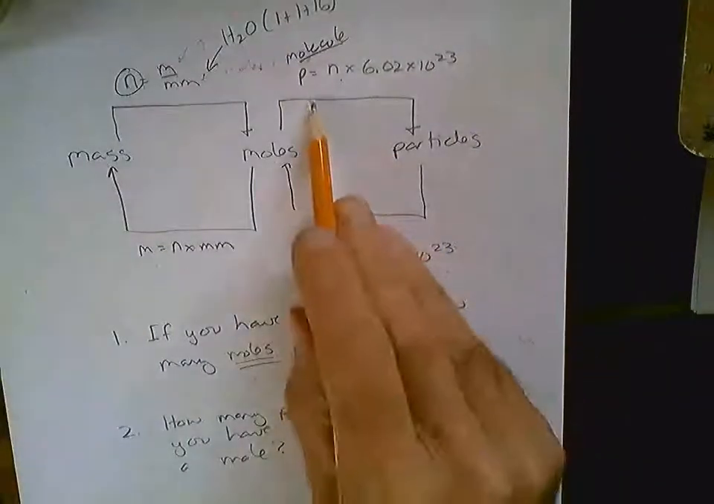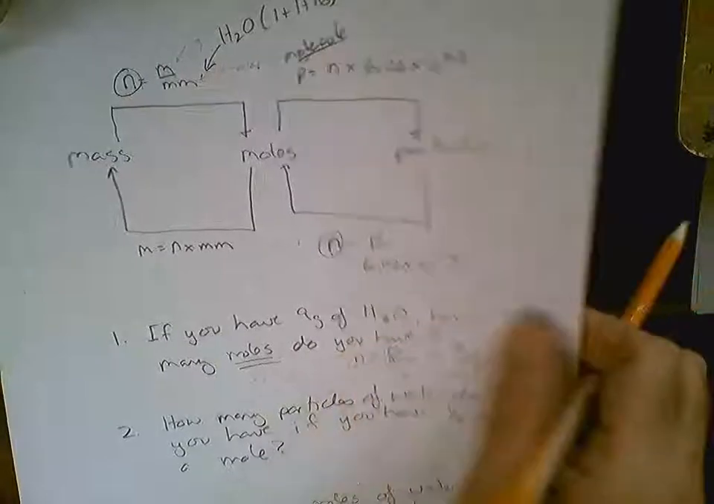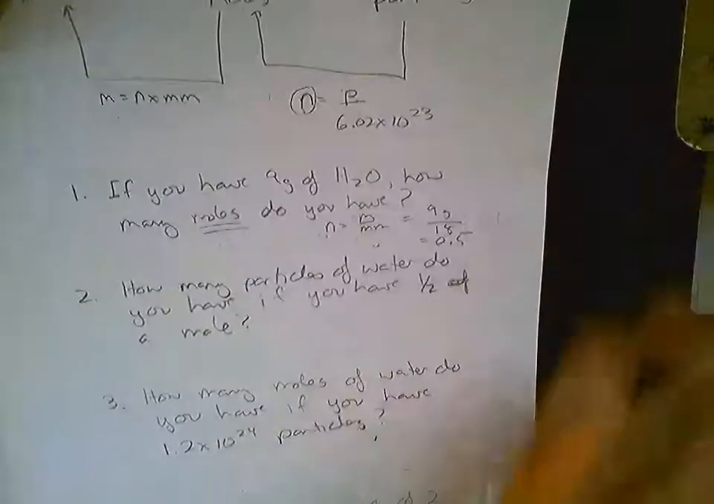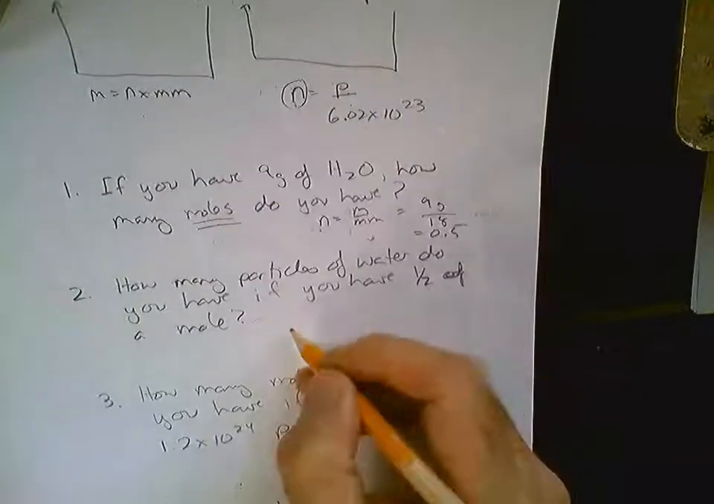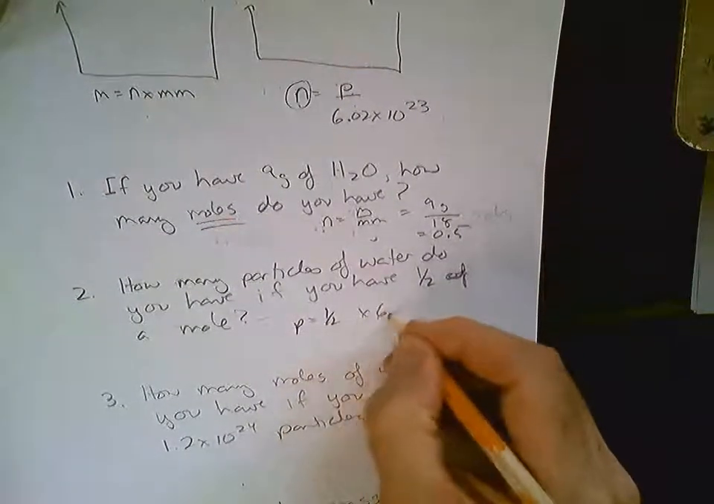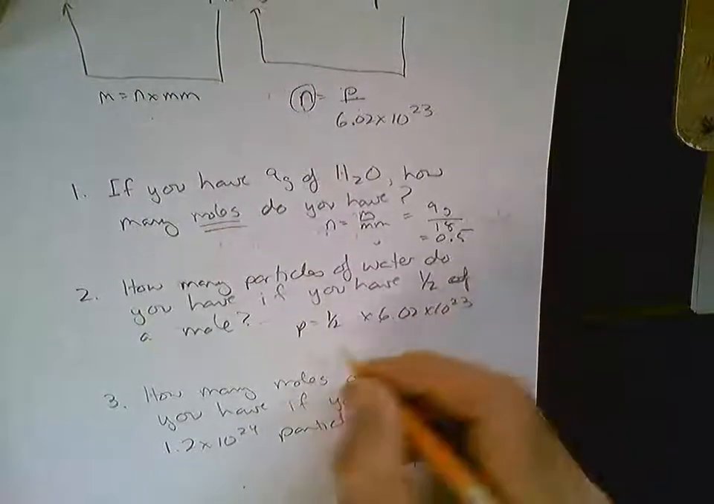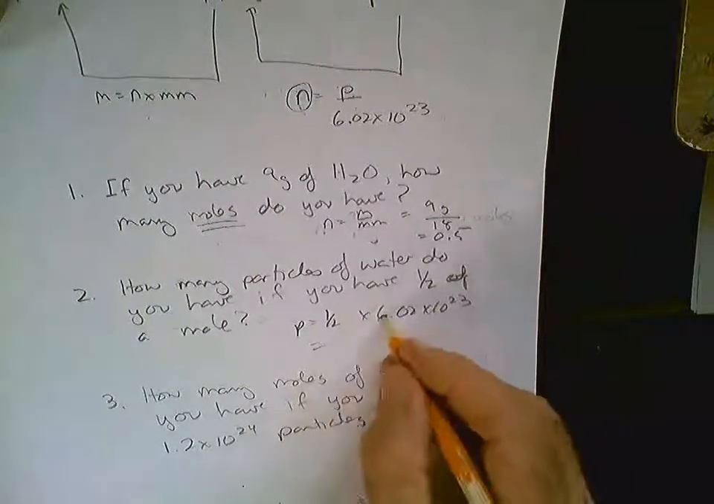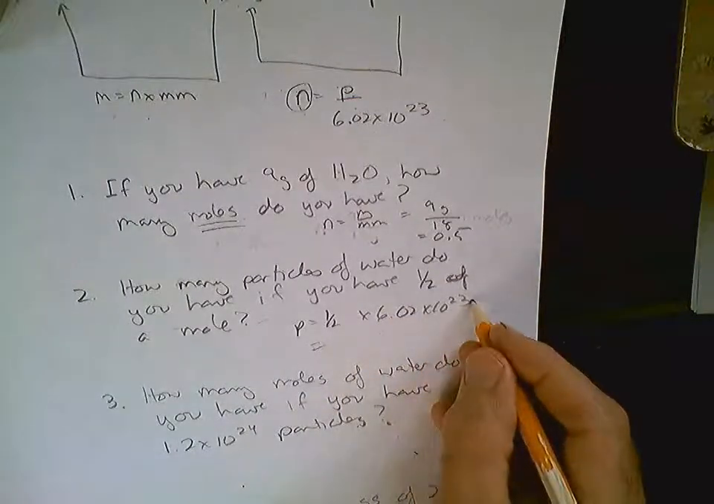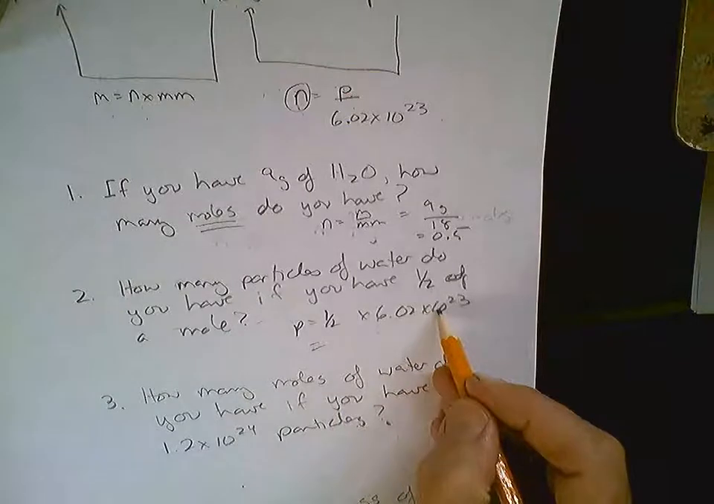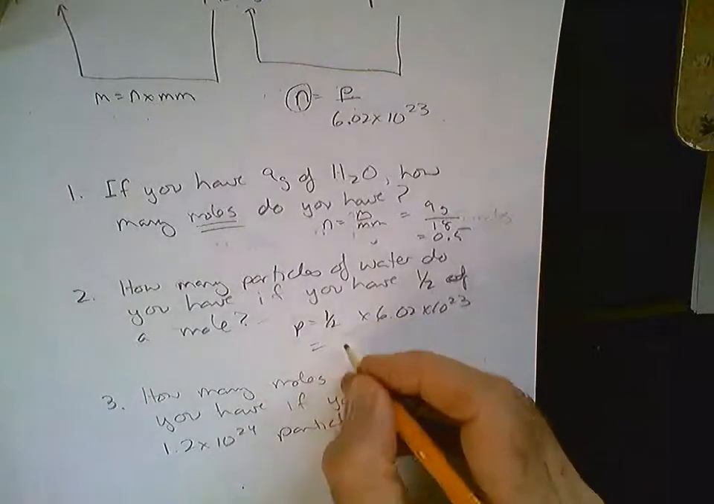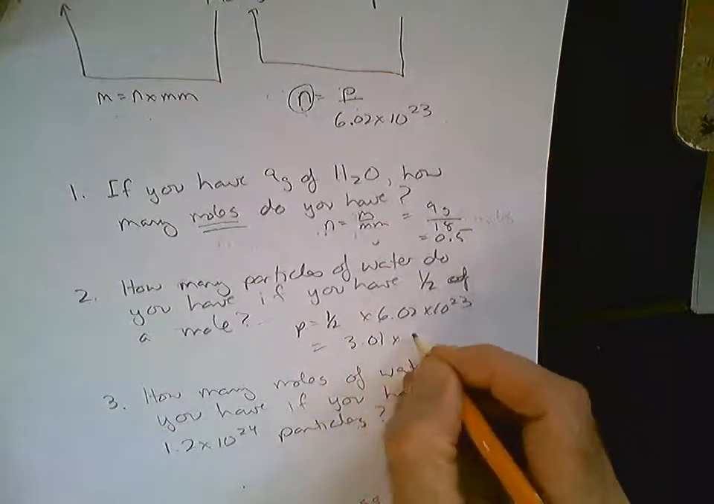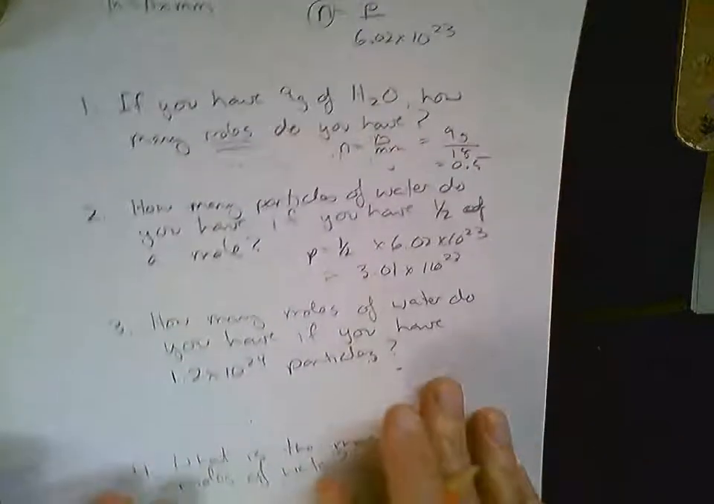How many particles? And a lot of the questions in this course will say molecules instead of particles. How many molecules or how many particles of water do you have if you have a half a mole? Particles equals half times 6.02 times 10 to the 23. Into your calculator, 1 half times 6.02 exp 23. The times 10 you don't put in there. You put in exp or hit the EE button, 23. So that's going to come out to 3.01 times 10 to the 23.